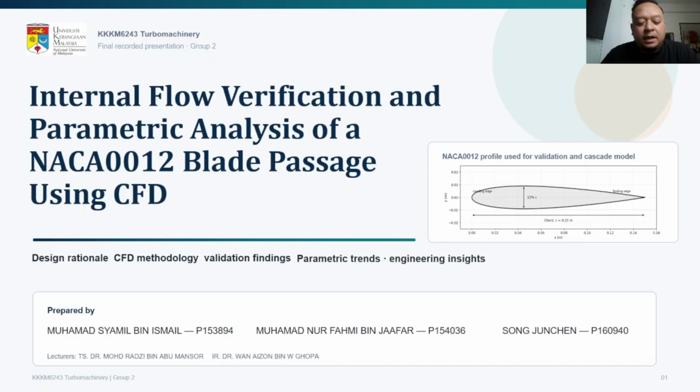Our group members are Muhammad Shamil bin Ismail, who is me, Muhammad Nufahmi bin Jaafar, and Song Jun Chen. In this presentation, we will focus not only on the numerical values, but also on the flow behavior, pressure loading, streamlines, wake development, wall response, and loss trend. This follows the project requirement that the emphasis should be on engineering interpretation rather than exact numerical matching.